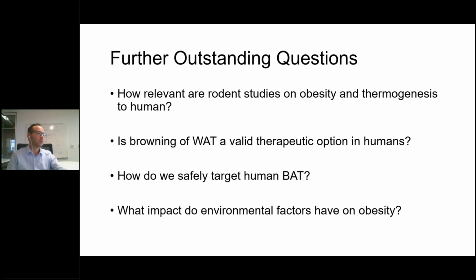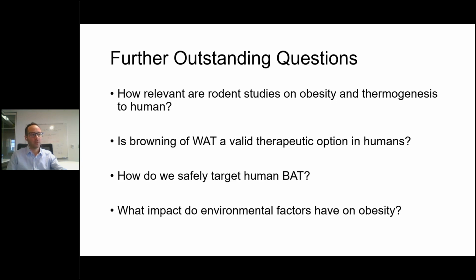Finally, this brings us to another question: how do we safely target brown adipose tissue? And again, with the advent of novel imaging techniques that were highlighted by Denny Blondin's group, we may begin to understand how we can target and measure brown fat activity in humans.